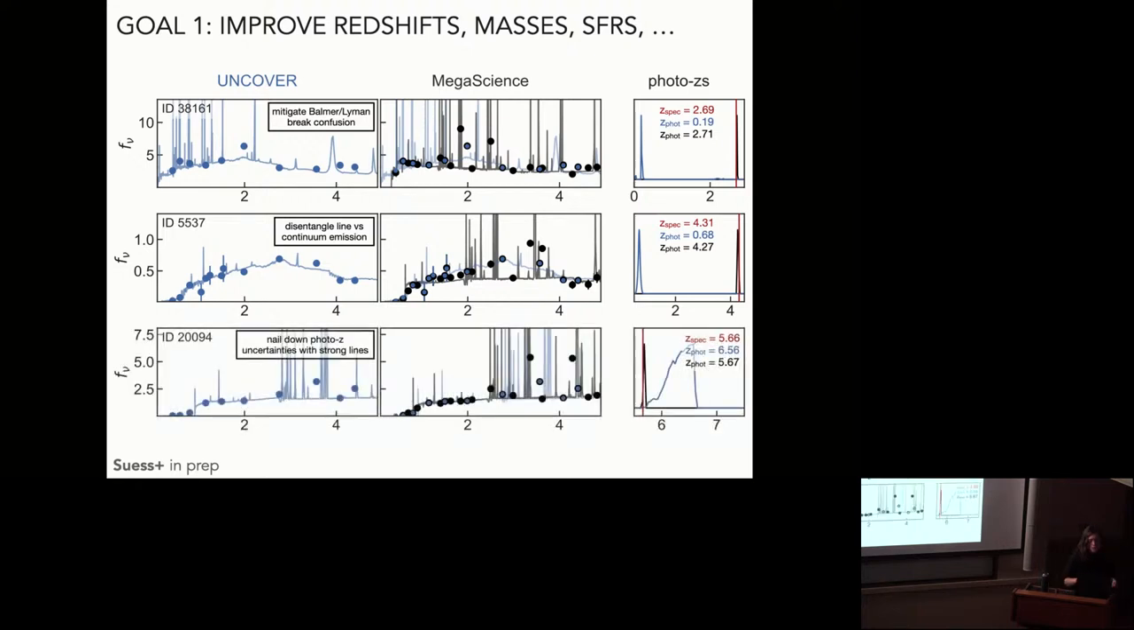And then the last example is, again, there's just really no wiggle room now that you have all of these photometric filters, and so you're able to really reduce the error bars on all of your photometric redshifts.